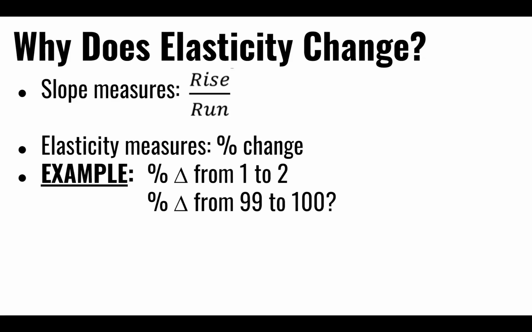And so if the price goes from 1 to 2, we're talking about a 100% increase in price. When it goes from 99 to 100, then it's a 1% increase. So even though in both cases the price is rising by $1, the percent change is significantly different. And so you will find that elasticity is different along the demand curve.